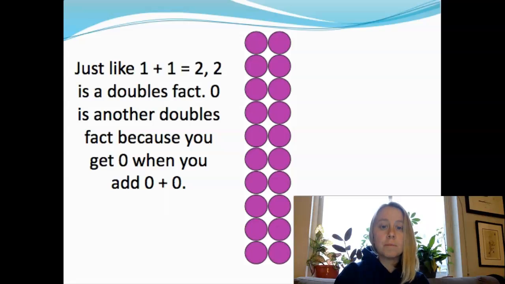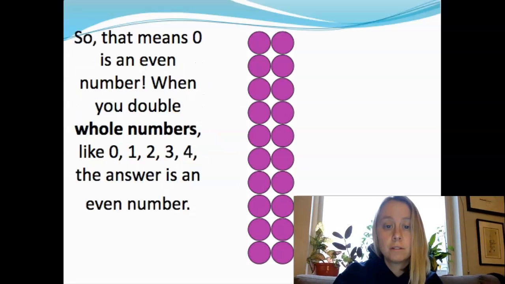Actually, just like 1 plus 1 is 2 and 2 is a doubles fact, 0 is another doubles fact because when you do 0 plus 0, you get 0. So actually, our first even number is 0. So whenever we count even numbers, we're going to start with 0. I want you guys to just practice counting along with me now. You can look at my video screen or you can look at your own counters. So we're going to start with 0.